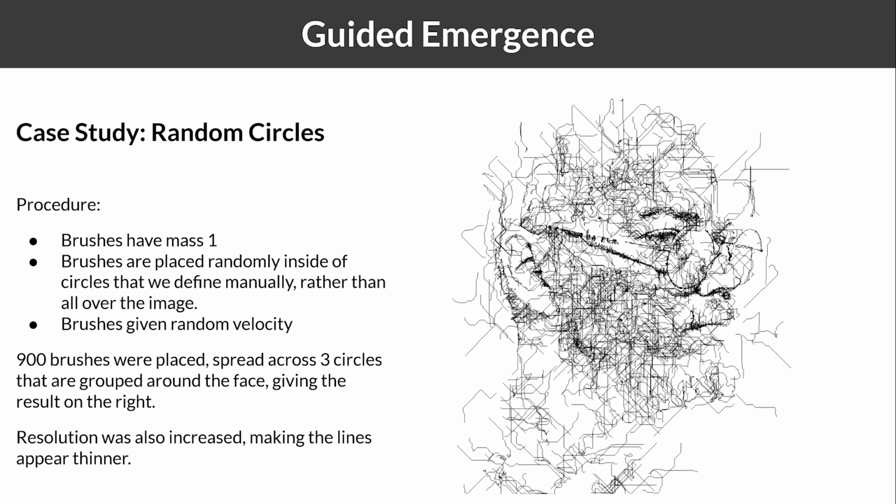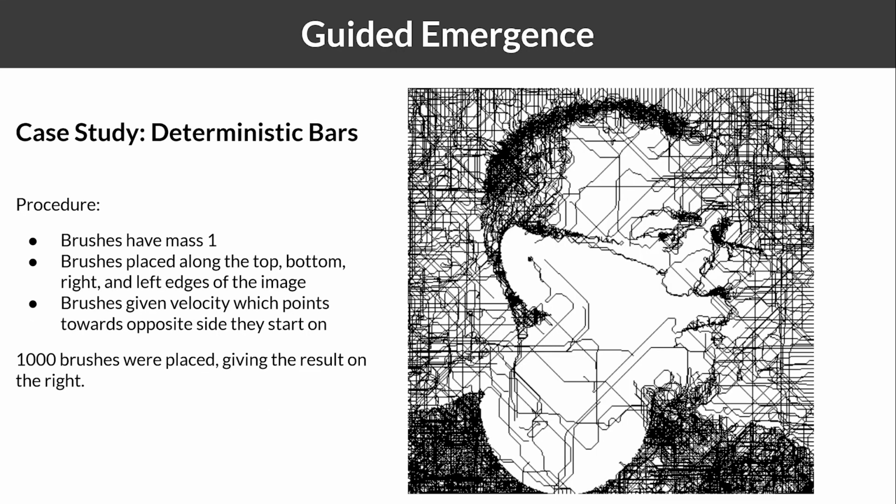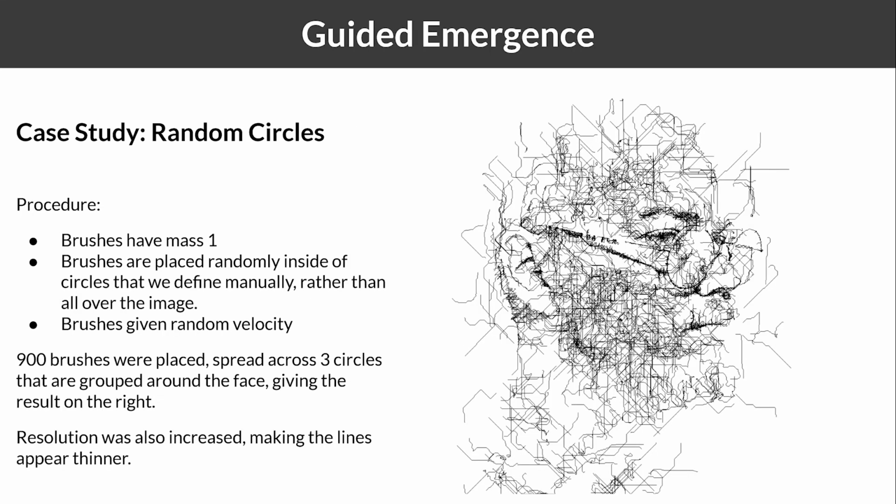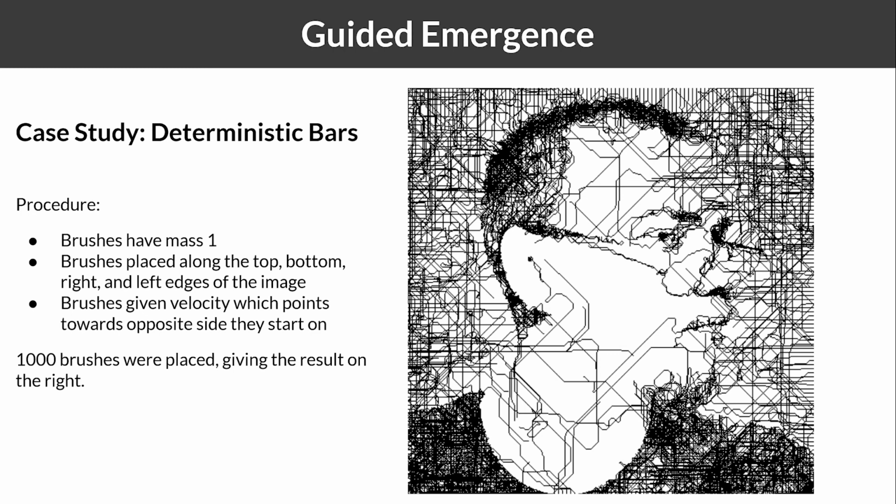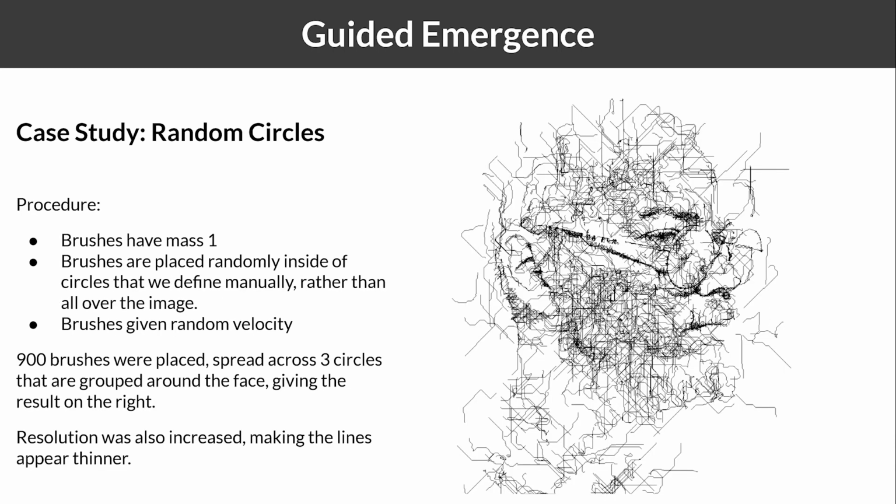And here, I placed 900 brushes, which were distributed across 3 circles, and honestly, in my opinion, it gave some of the best results, just because it's able to focus more on areas of the image that we find a little bit more relevant. You may also notice that the lines on this image are a little bit thinner than the previous images. That's because I increased the resolution for fun, but the increase in resolution won't really have any effect on the physics simulation. It'll just make the lines appear a little thinner.